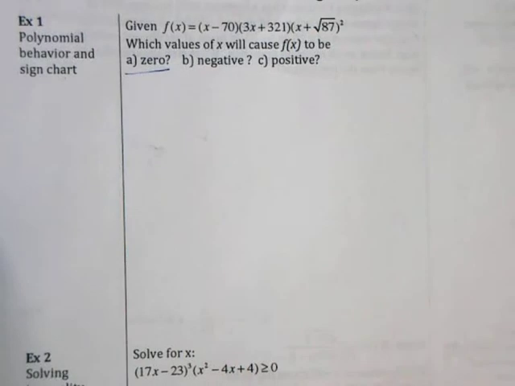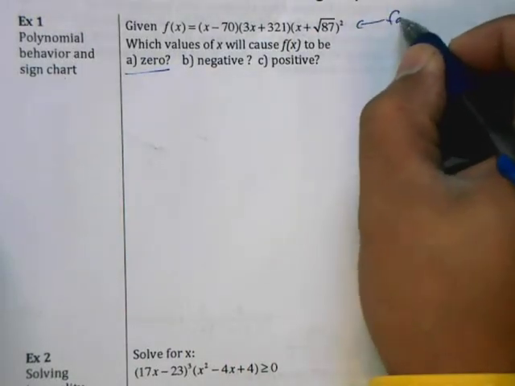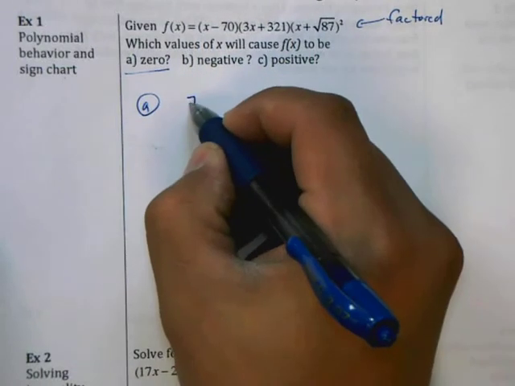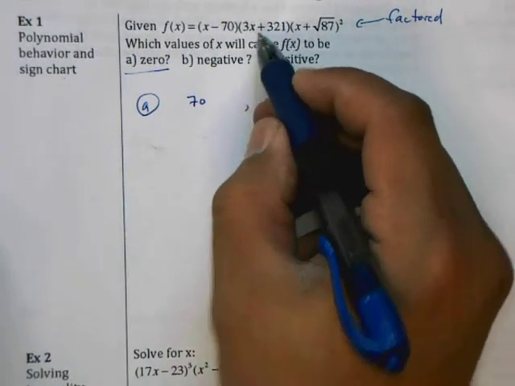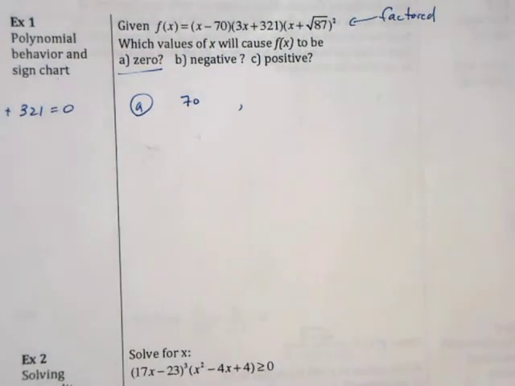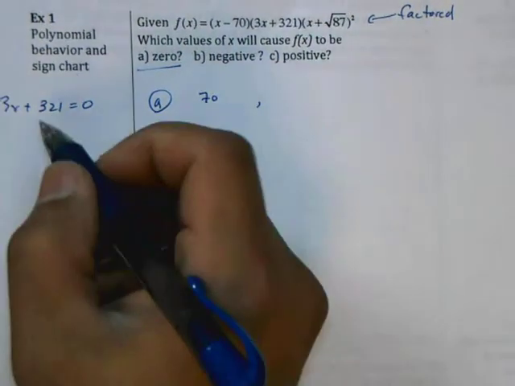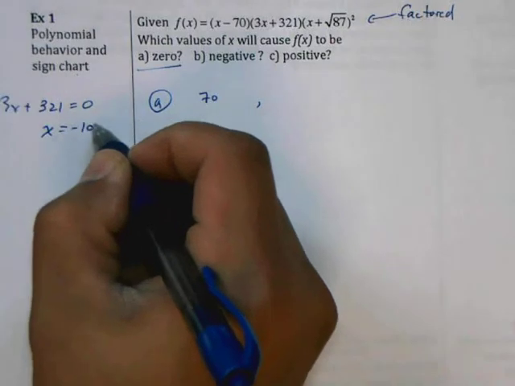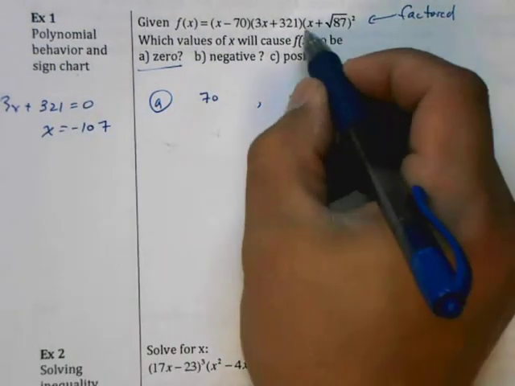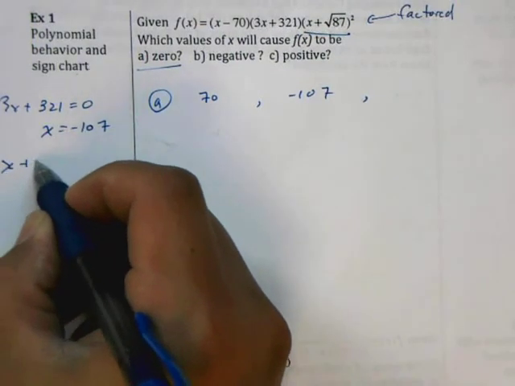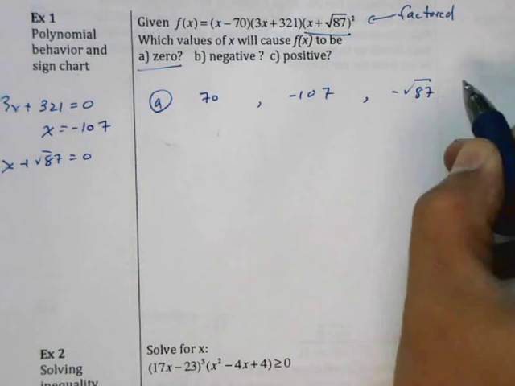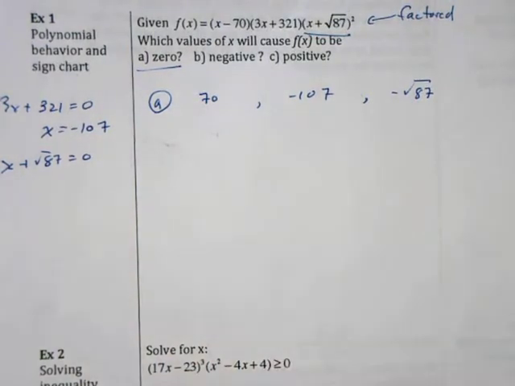That's probably the simplest thing to answer. This is already in factored form. So I know the zeros are 70. This right here, 3x plus 321 equals 0. And if I solve this equation, I get x equals negative 107. So that's another 0. And then the next factor here, x plus square root of 87 equals 0. So that means negative square root of 87 is another 0.